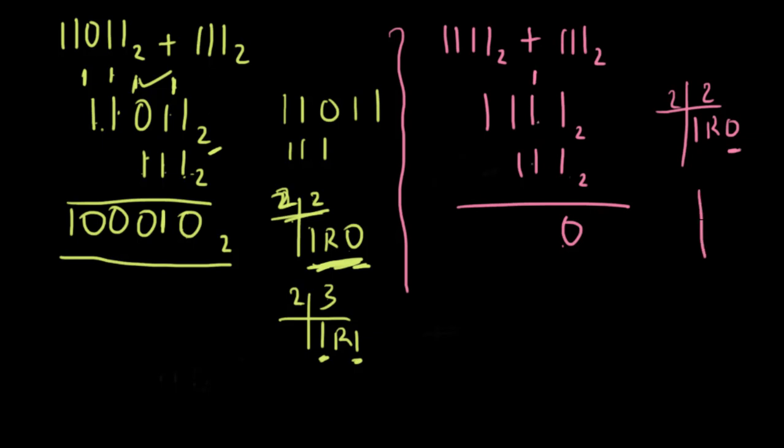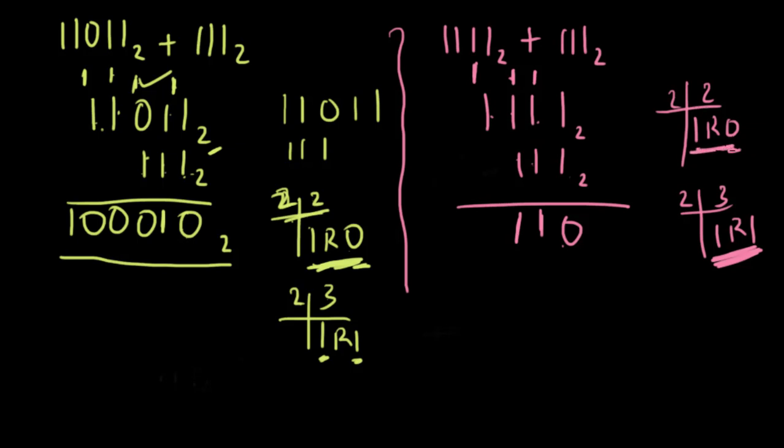I can't write 3. So I divide. 2 in 3 is 1, remainder 1. I write the remainder. I carry the quotient. 1 plus 1 is 2 plus 1 is 3. I can't write 3. I've divided it here already. 1 remainder 1. So I write 1. I carry 1. 1 plus 1 is 2.